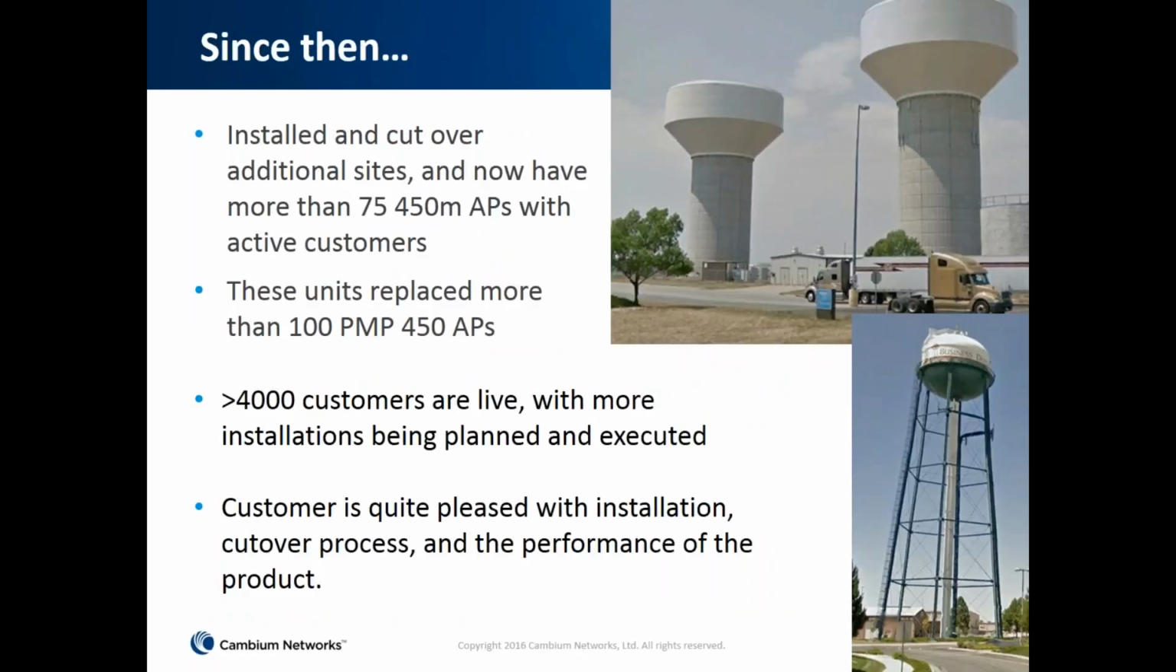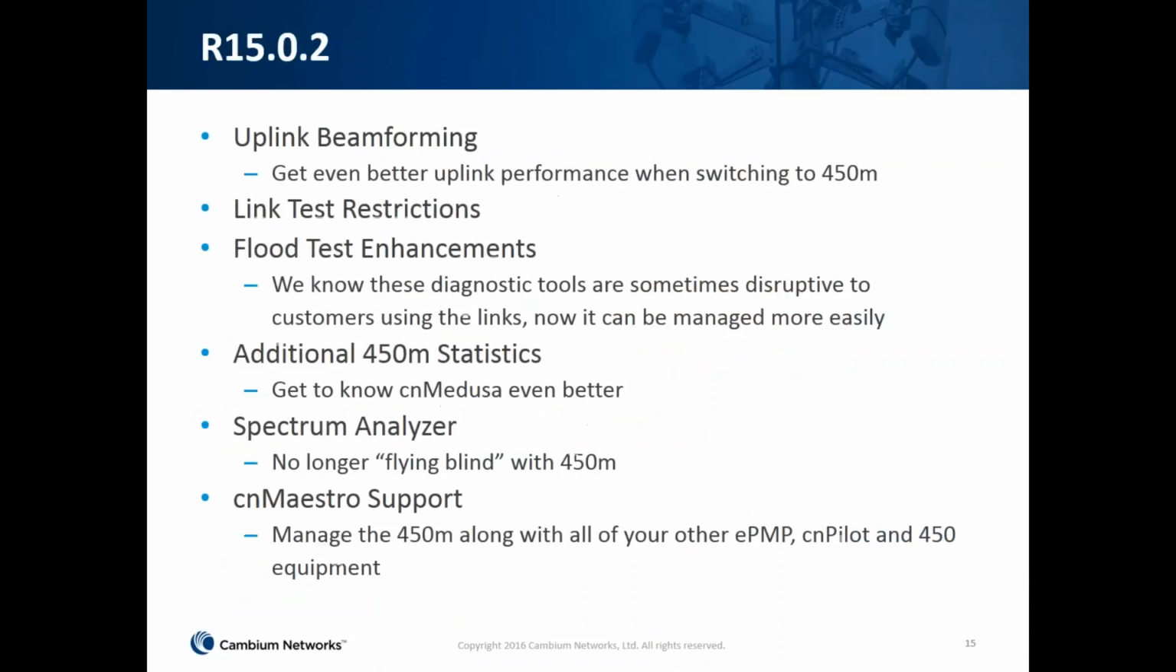So since this initial trial, this customer specifically has installed more than 75 Medusa access points, replacing more than 100 450 access points. So in a lot of cases, they're replacing 2 sectors with a single 450M. More than 4,000 customers are live, and they're going nuts installing these things and trying to get them up and running before winter sets in. This is in North America, so it's maybe a little late for some areas, but some areas are still able to do that. Customers happy, we're happy, performance is being optimized, and with the release of 15.0.2, we have even more features and more benefit for you to go with this stuff. So very cool.